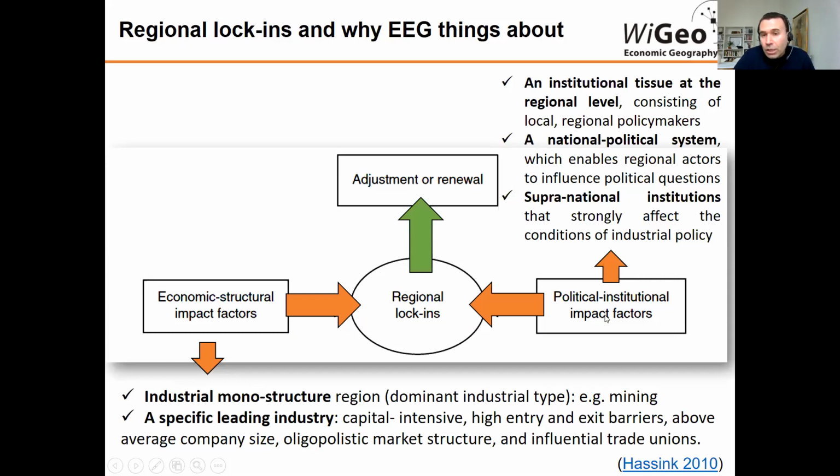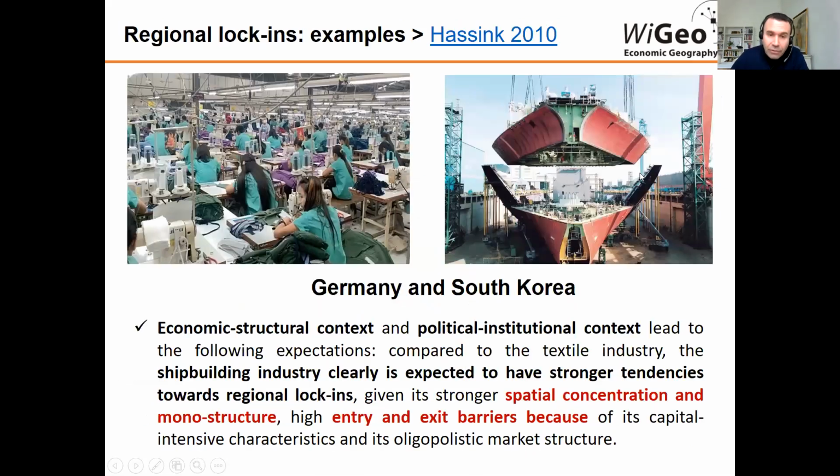It can also be political institutions, and in most contexts, in the regional context, you cannot make a true distinction between economic structural and political institutional. Behind the lock-ins, there is a combination of these different factors, and this is explained by the examples of shipbuilding and textile in Germany and South Korea. And we have here the role of institutions to some extent hindering progress within a certain path.